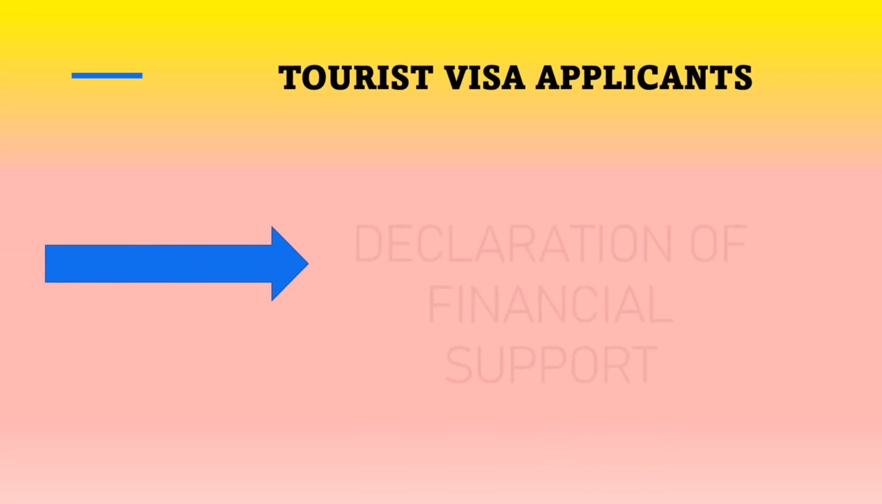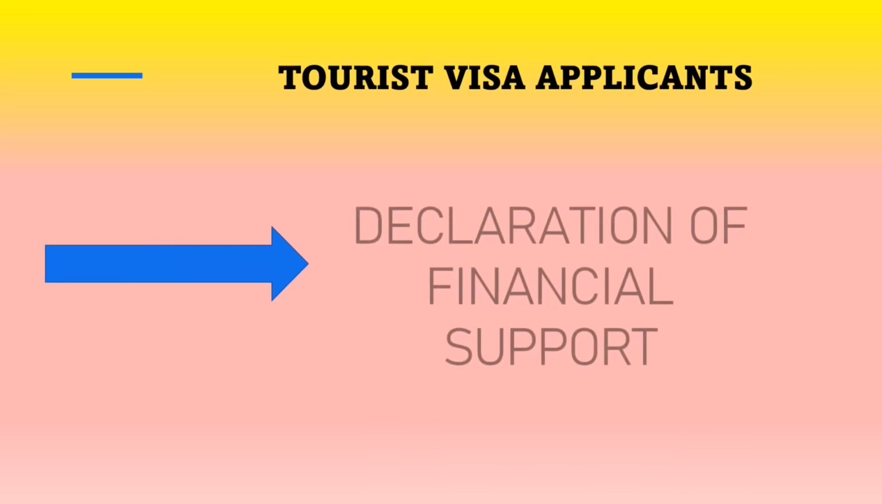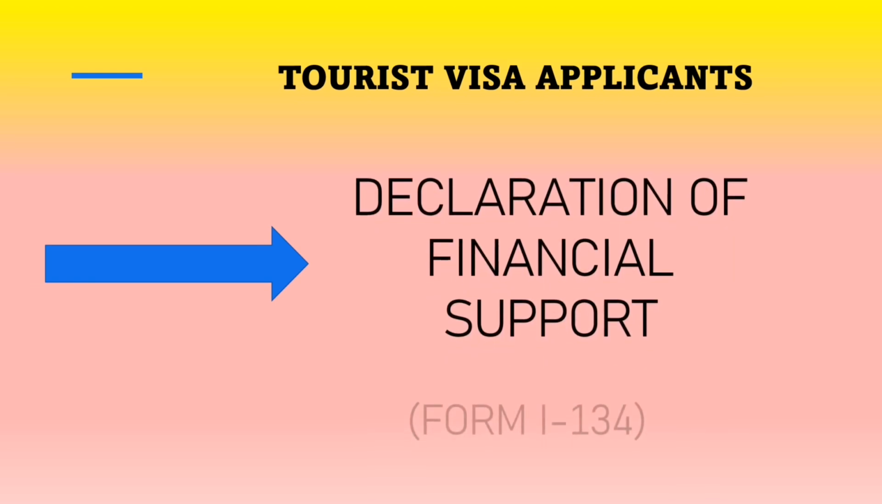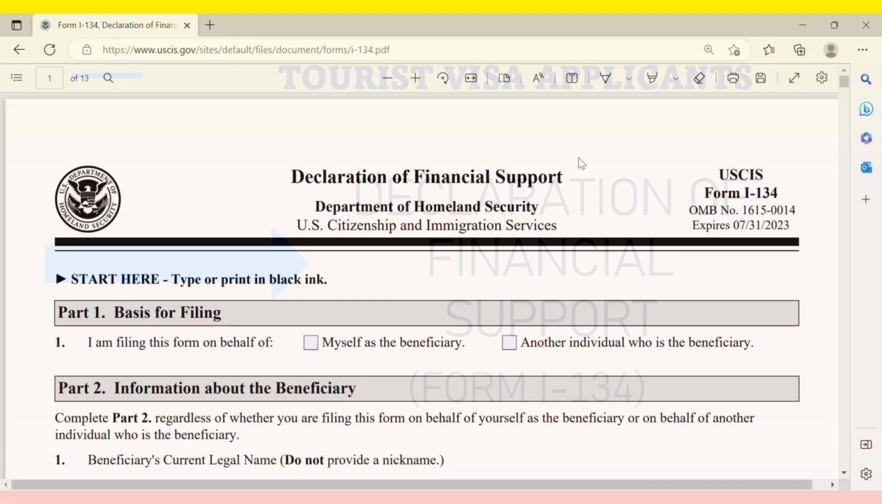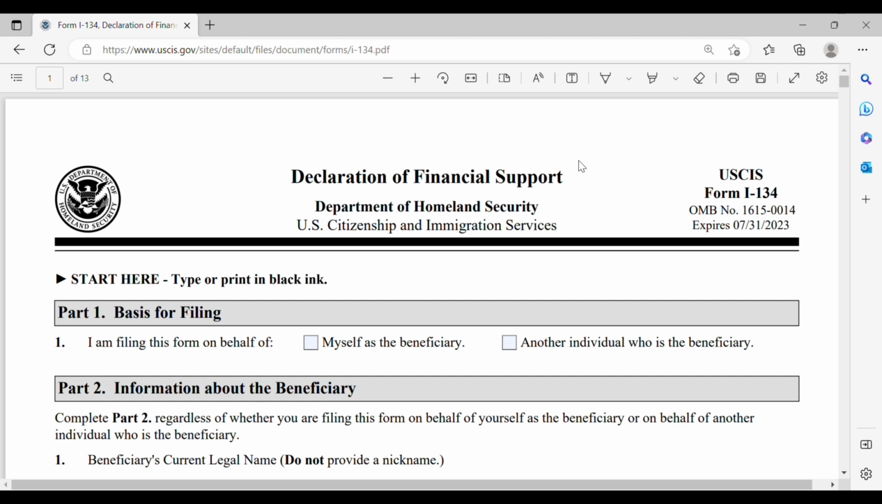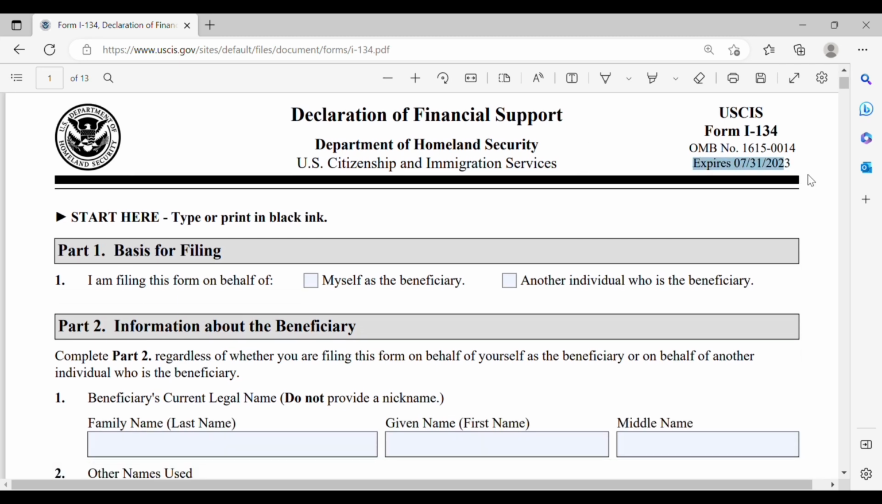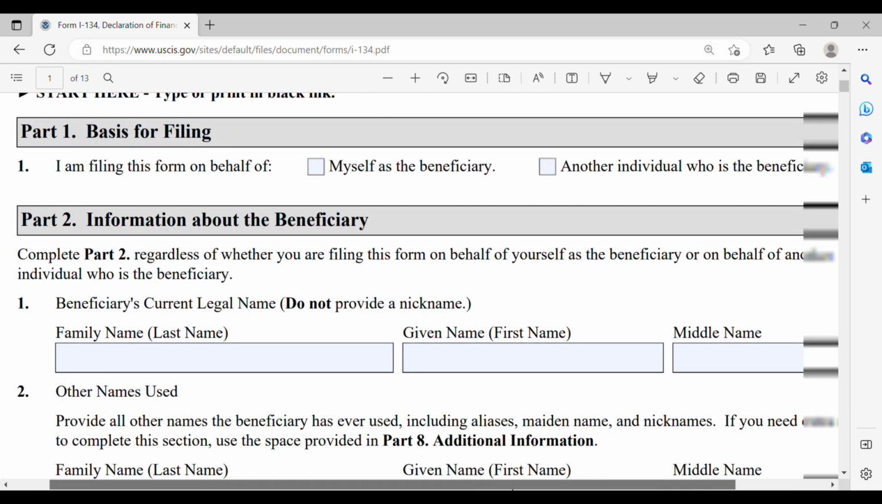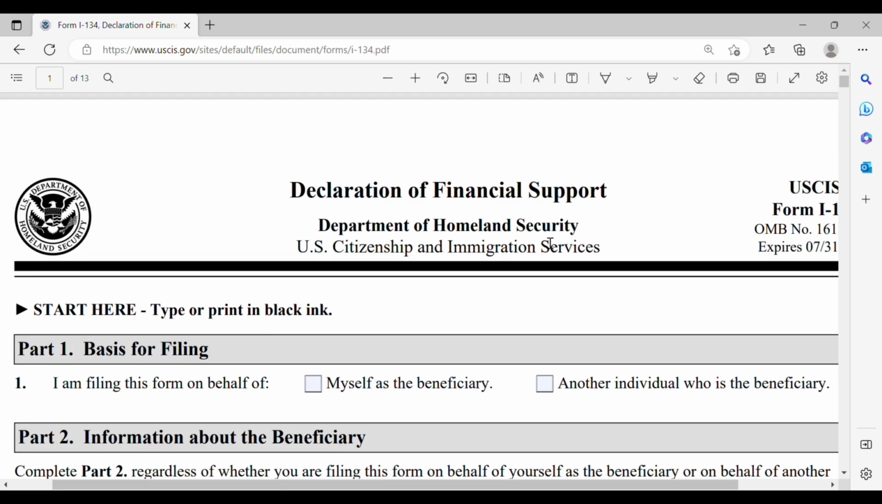However, if you do not have the financial means to support yourself, you can utilize the declaration of support. This form must be filled out by a U.S. citizen or a permanent resident. For U.S. tourist visa applicants, you may utilize the declaration of financial support. This form must be used by a U.S. citizen family member, or a U.S. citizen friend who is living abroad or living in the U.S. The form is I-134, and please take note of the version of the form. Make sure that you use the latest version.